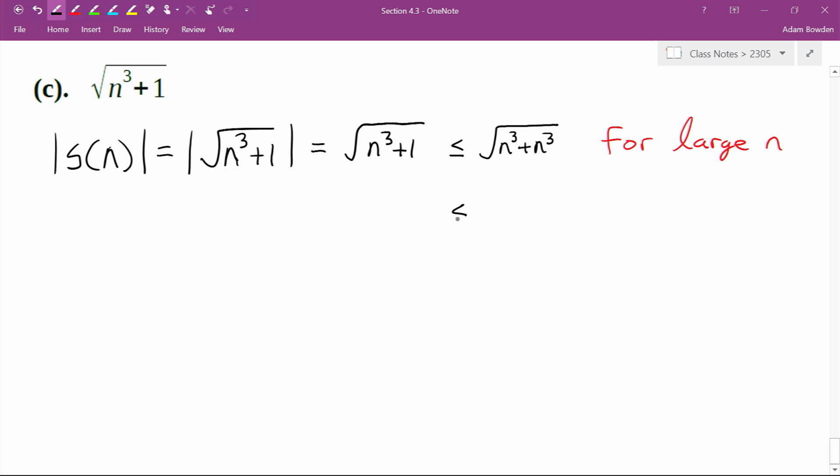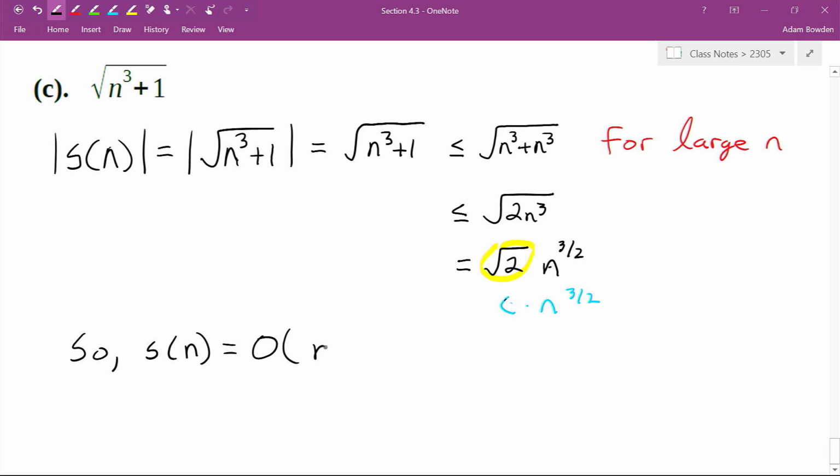And thus we can say that this is less than or equal to the square root of 2n cubed, which would be equal to the square root of 2 times n to the 3/2 power. And so since we can demonstrate that this is equal to a constant, and that's greater than the square root of n cubed plus 1, then we're of the form of constant times n to the 3/2 power. So that tells us that s of n is big O of n to the 3/2 power.